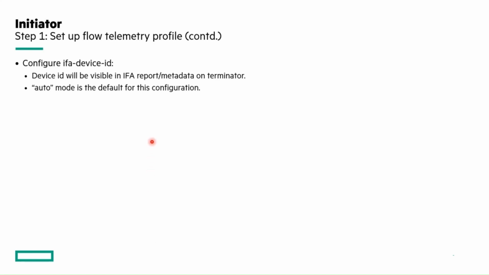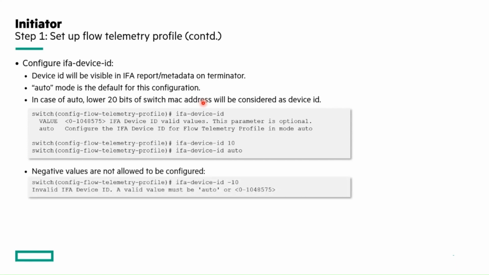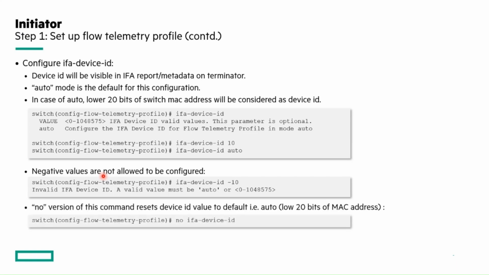Now, auto mode is the default for this configuration. In case auto is left on the system, the lower 20 bits of the switch MAC address will be considered as the device ID. Negative values are not allowed to be configured. Plus, you cannot use any string or character values. You can only use numeric values. The no version of this command resets the device ID value back to default, which means the low 20 bits of the MAC address.